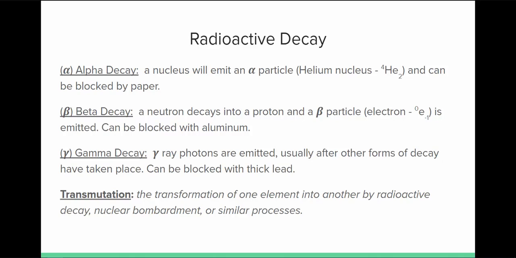The last one that she named was called gamma decay, or gamma radiation. She didn't know what it was. It turns out those were just gamma ray photons, which we kind of talked about in our last section on light. And usually gamma decay comes out after one of these other ones have already occurred.